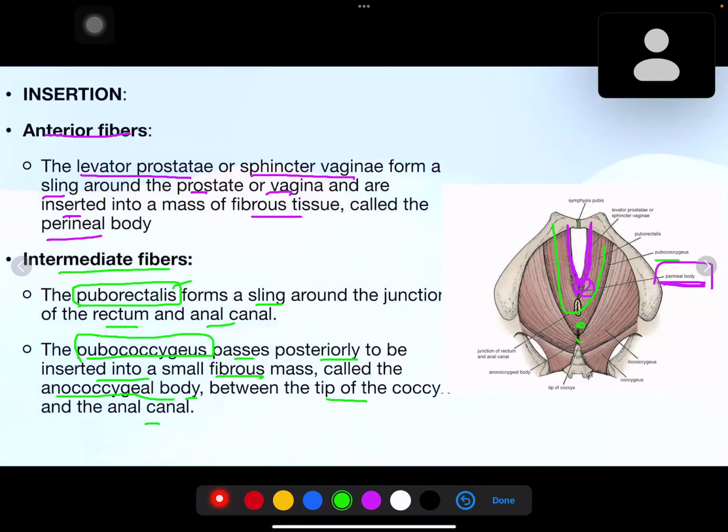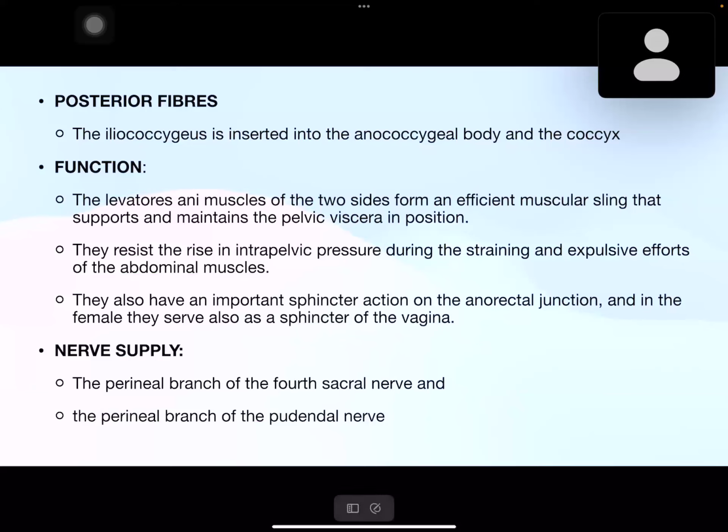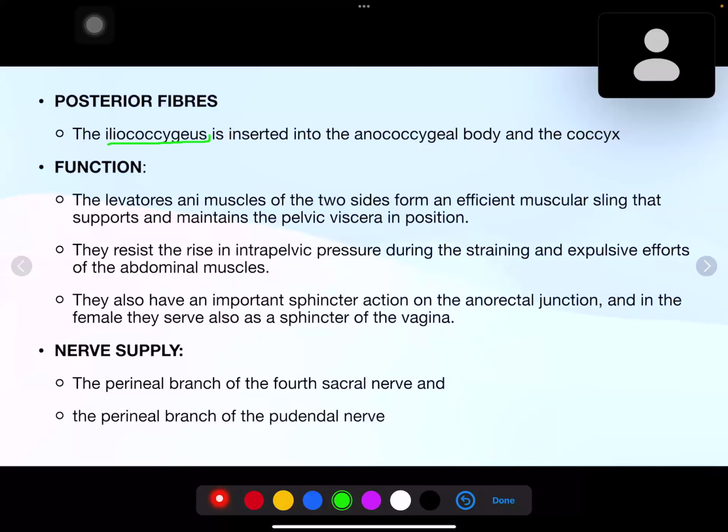So the name pubococcygeus indicates that it attaches to the coccygeal body. Puborectalis means it surrounds the rectum. Okay, and here the sphincter vaginae means it forms a sling-like action around the vagina. So the name indicates the origin, insertion, and the function of these muscles. Now, the posterior fibers, the name indicates the iliococcygeus is inserted into the anococcygeal body and the coccyx.